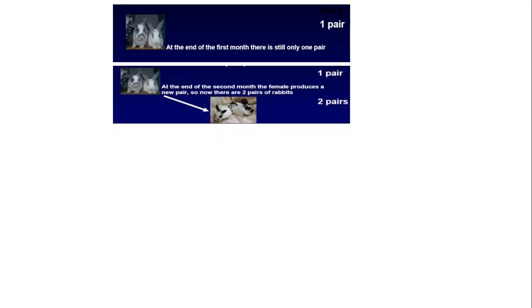Let's illustrate. At the end of the first month, there's still only one pair. That's one male and one female. Okay, at the end of the second month, the female produces a new pair. So there are two pairs of rabbits now.